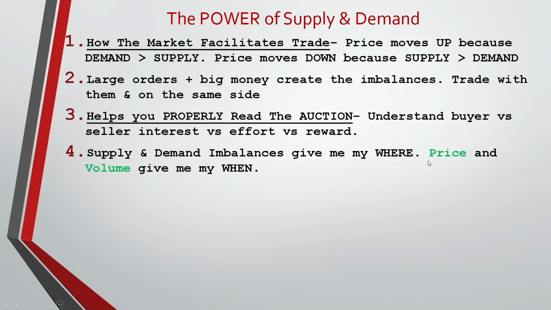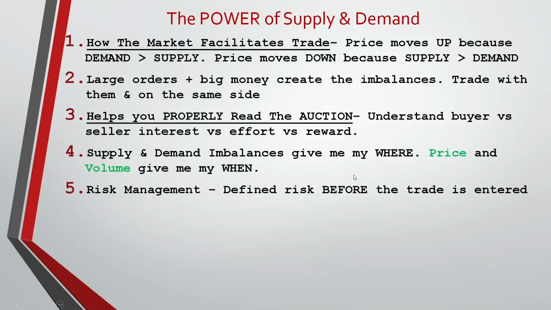And my imbalances give me my where. Price and volume are my validation. Supply and demand are my advertisers to price. Now, with supply and demand as well, we have clear risk management. We have defined risk before the trade is entered.